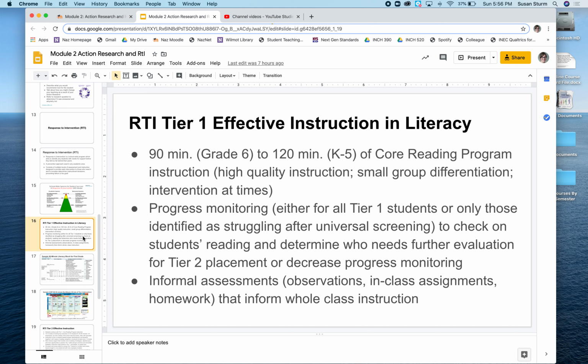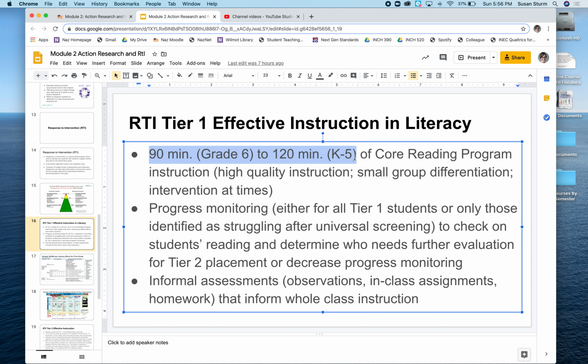So let's take a close look at Tier 1 of RTI. Tier 1 is effective instruction in literacy. 90 minutes in grade 6 and 120 minutes in grades K through 5 of a core reading program is mandated for all children. This is high quality instruction with small group differentiation, with intervention at times. This is all happening within the Gen Ed classroom. It is mandated that every child in the state get this amount of time of instruction.